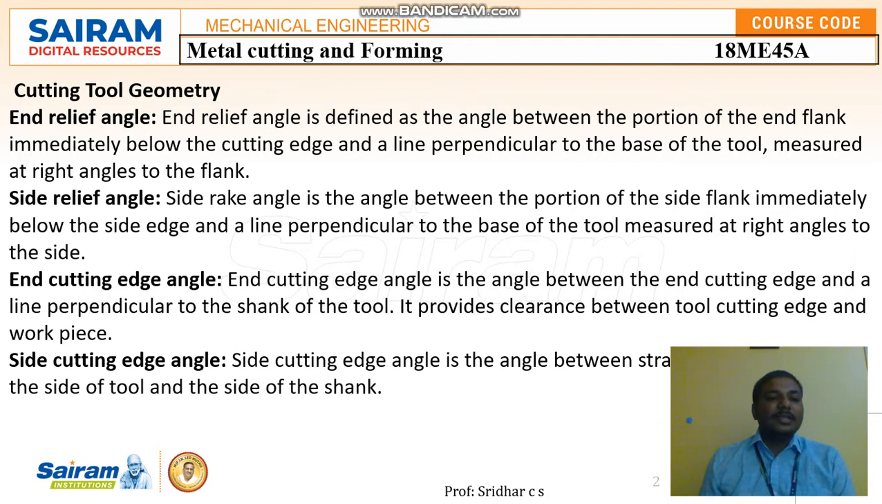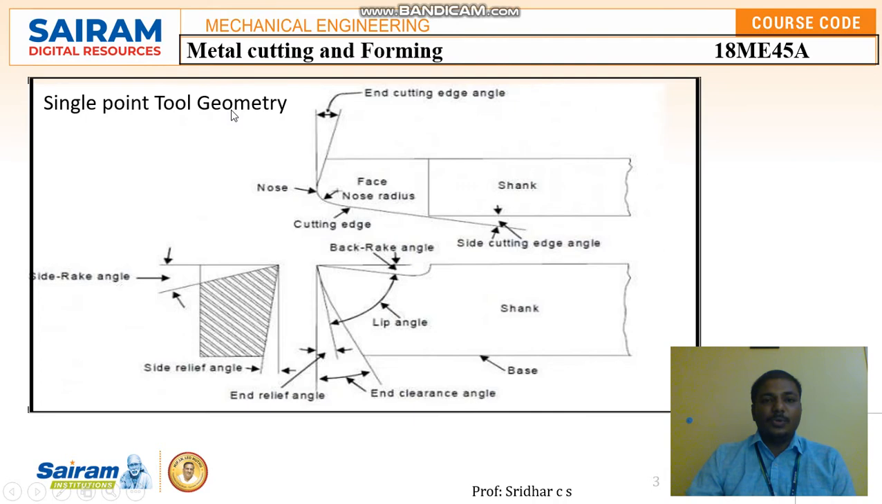The side relief angle is the angle between the portion of the side flank immediately below the side cutting edge and the line perpendicular to the base of the tool. The end cutting edge angle is the angle between the end cutting edge and a line perpendicular to the shank of the tool. The side cutting edge angle is the angle between the straight cutting edge and the side of the shank of the tool, as we have seen in this single point tool geometry.